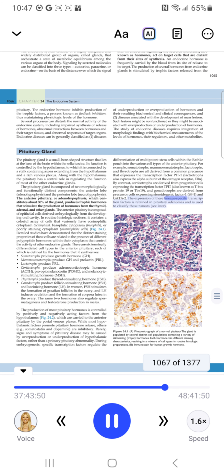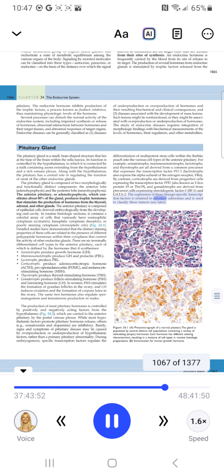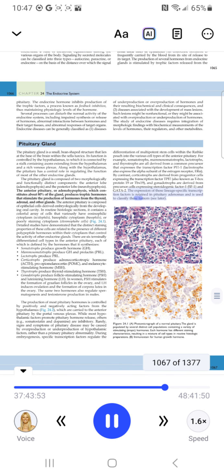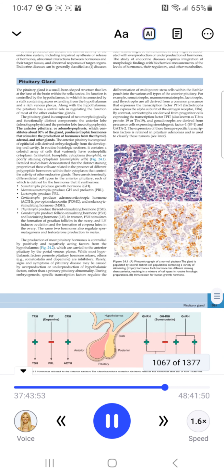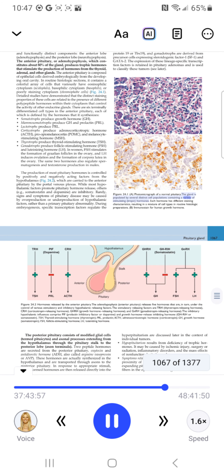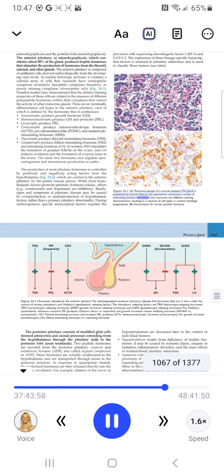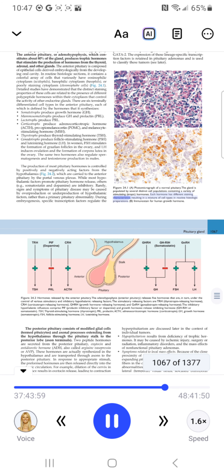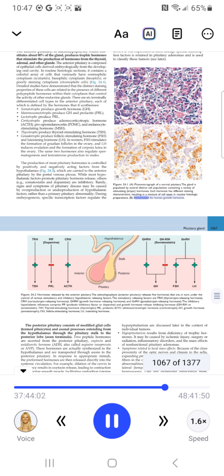The expression of these lineage-specific transcription factors is retained in pituitary adenomas and is used to classify these tumors. See later. Figure 24.1: A, photomicrograph of a normal pituitary. The gland is populated by several distinct cell populations containing a variety of stimulating tropic hormones. Each hormone has different staining characteristics, resulting in a mixture of cell types in routine histologic preparations. B, immunostain for human growth hormone.